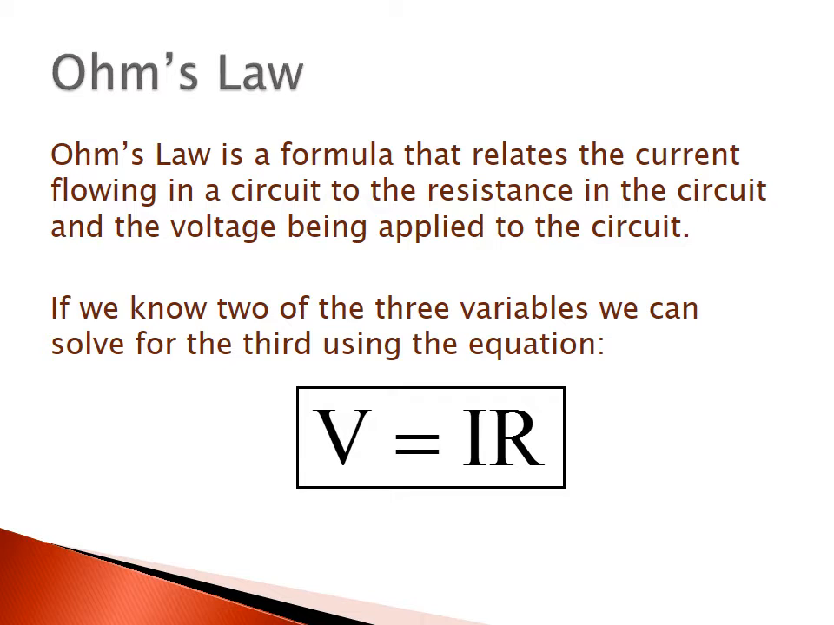Ohm's law is a formula that relates the current flowing in the circuit to the resistance in the circuit and the voltage being applied to that circuit. If we know two of the three variables, we can solve for the third using this equation, V equals I times R.